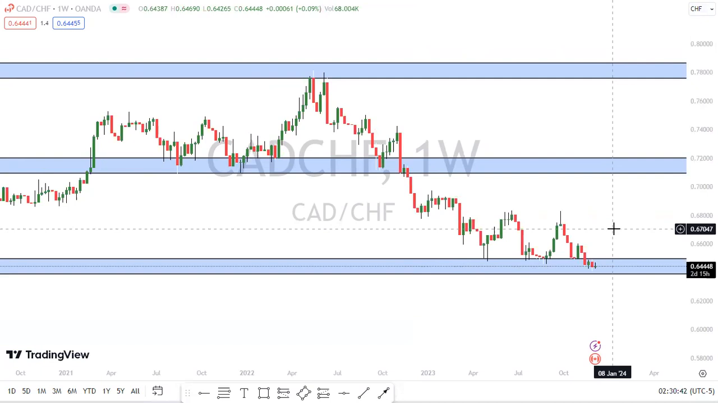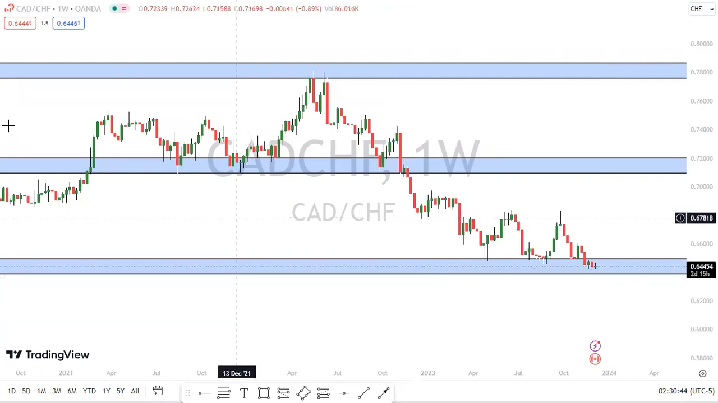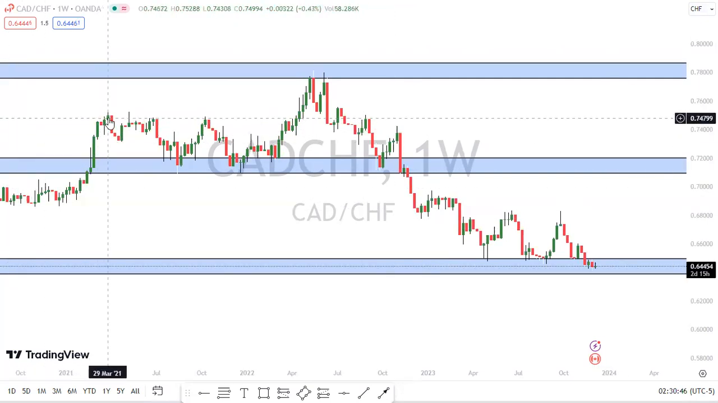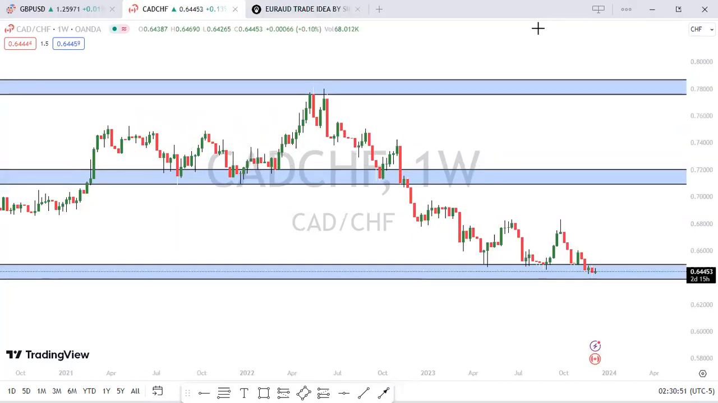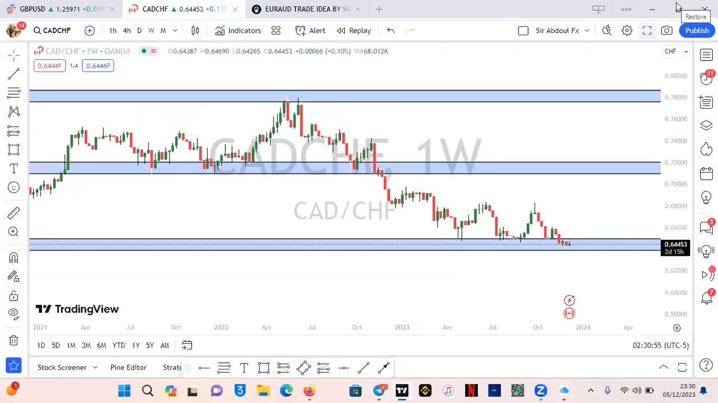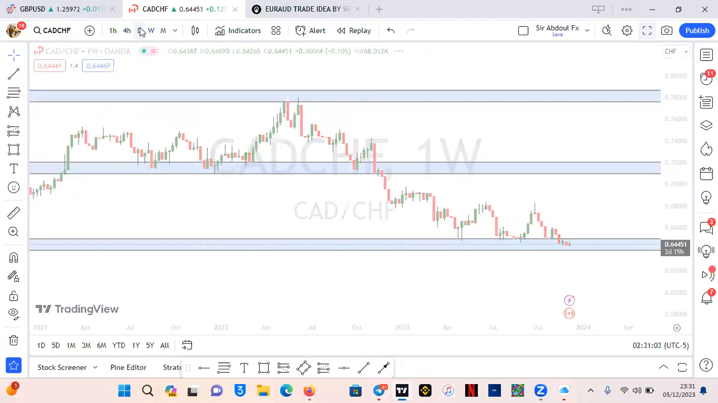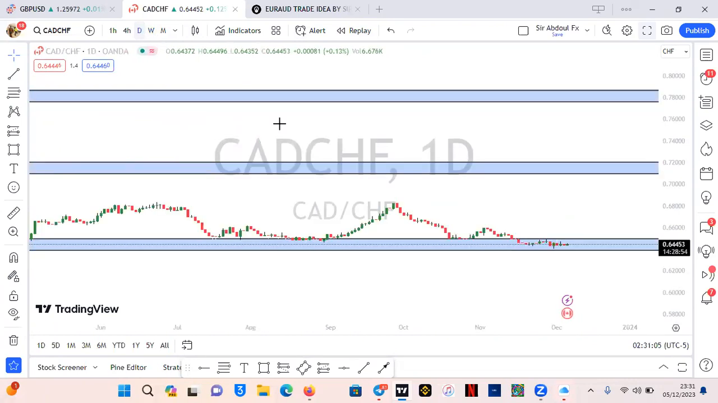I'm just showing you this to know that the market is following the trend, and that's what you are going to do, because that's what the market is doing. From the monthly, from the weekly, all the way to daily, H4, H1, the market is doing the same thing. So you need to do that to catch this market. I hope you understand.